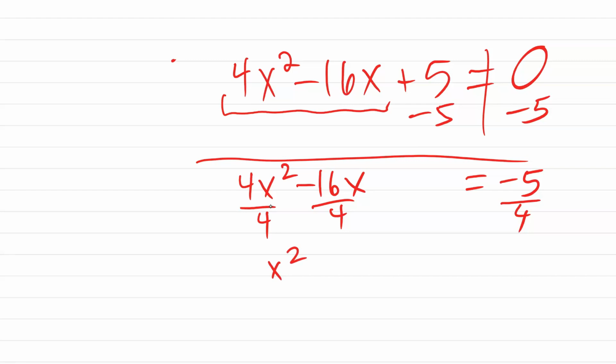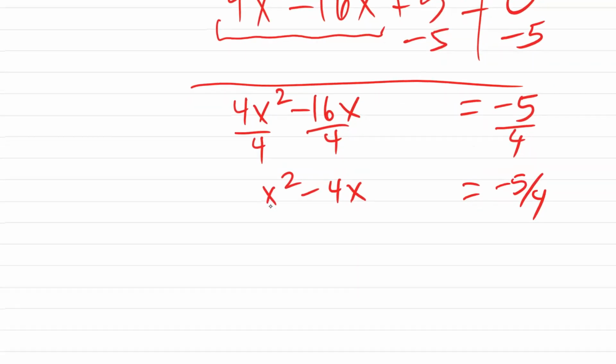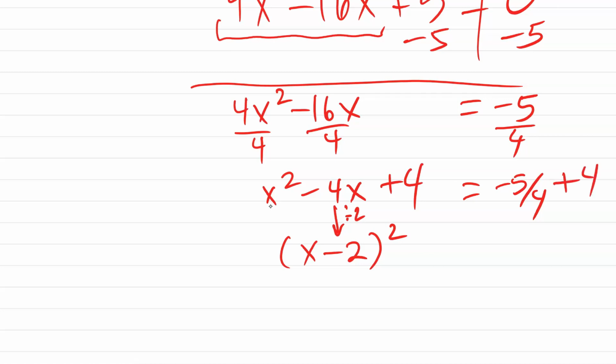Makes x squared minus 4x equals negative 5 fourths. How do I complete the square on this? Well, this actually is not too bad. x minus 2 squared. Just half of that term. Squaring that, I need to add 4. This time I'm going to do it to both sides.